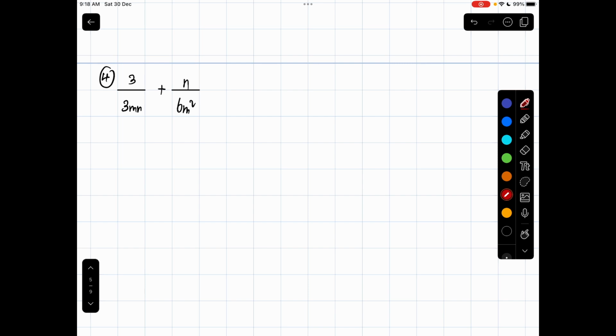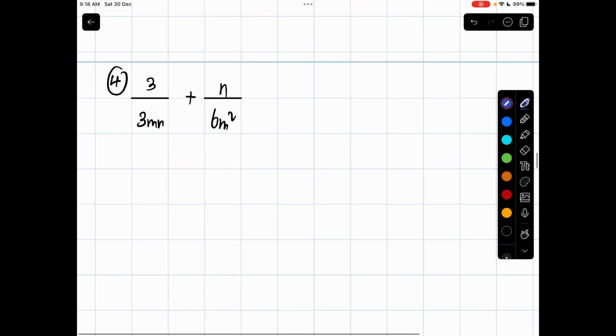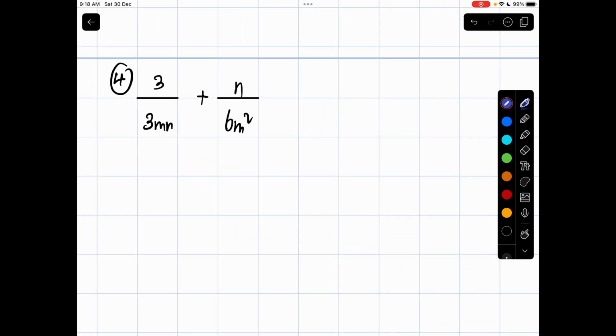And so question 4. Here, what we can do is the same thing, equalize the denominator. By equalizing the denominator, I mean we have to make these two the same. So as I told you earlier, you can of course times the whole thing by 6m squared, and then times 3mn and times 3mn. It's possible, but there's also a better way to do it.